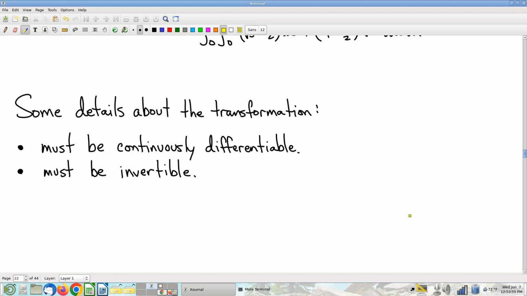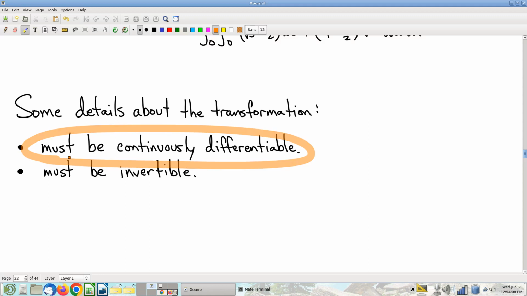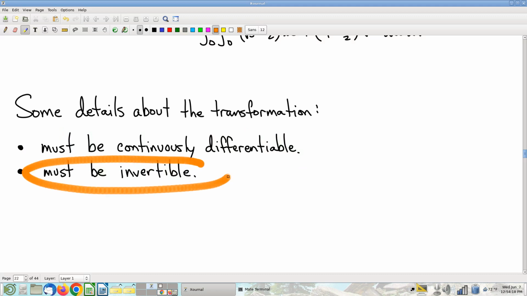Cool. Moving along. A couple of things have to get said. I don't want to worry in this class too much about what I call regularity problems. But I do need to say this: your change of variables function does have to be continuously differentiable for this to work, and it also has to be invertible. There are some sticky issues that come up if it's not invertible, and we're not going to encounter any real problems with either of these concerns in this class.